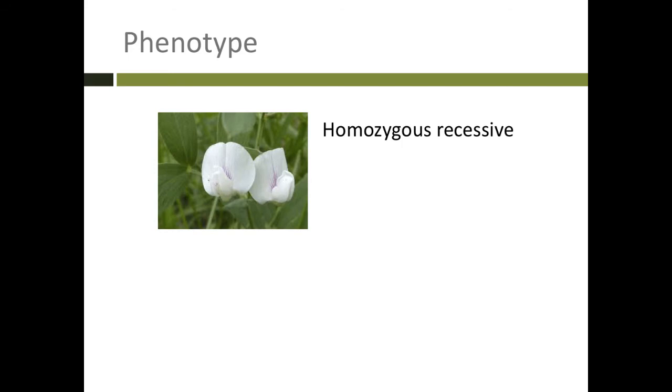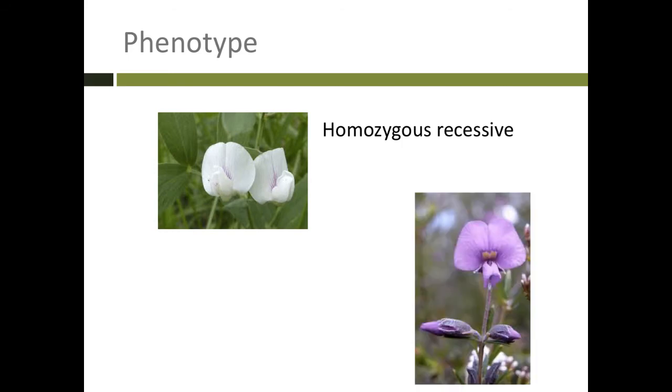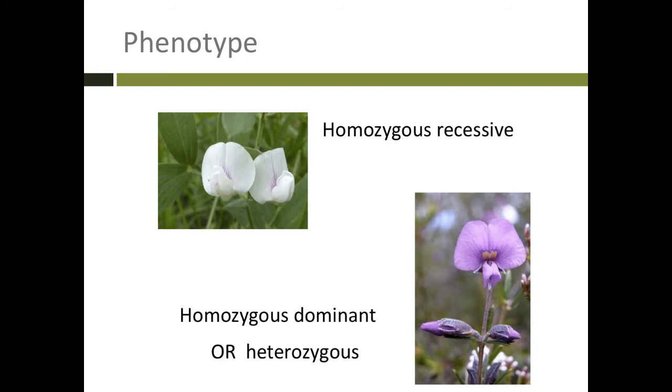It is homozygous recessive. But what if I showed you this picture and asked what the phenotype is? You would say the phenotype is purple flowers. And what about the genotype? You can't tell me that without further information. A plant that is homozygous dominant for purple alleles will have a purple phenotype, but so will a plant that is heterozygous. The purple plant could have either genotype.